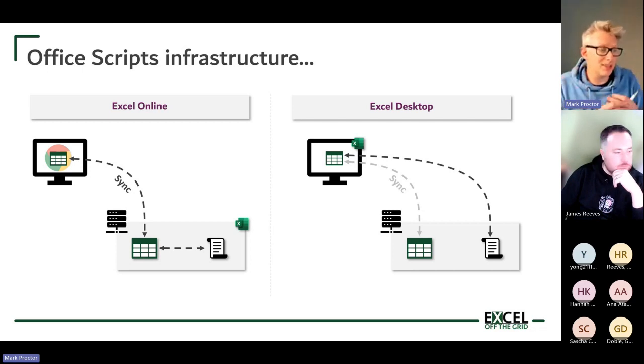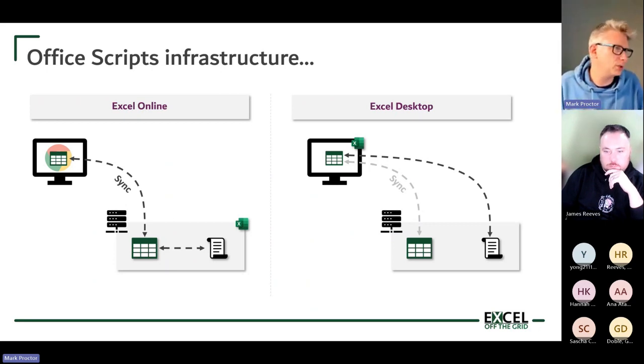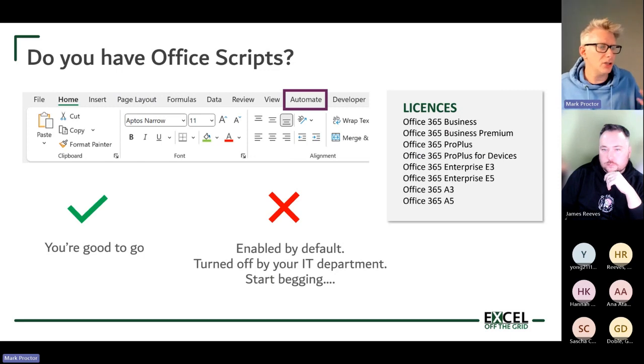It's quite important to understand that because of this environmental difference, there are quite a lot of differences between VBA and Office scripts and how we might build solutions. So the question is, do you have Office scripts? Do you have it in your PC? The easiest way to tell is if you have the ribbon at the top that says Automate, then you've got it. That's it. Okay, you're good to go.